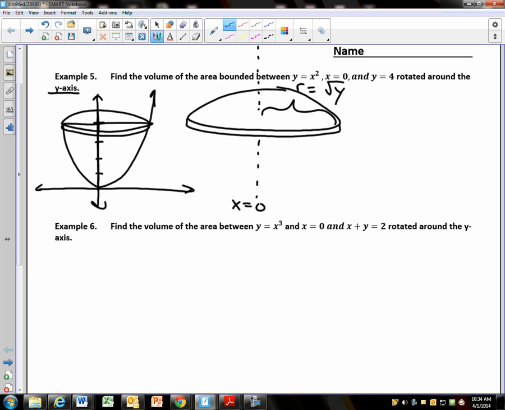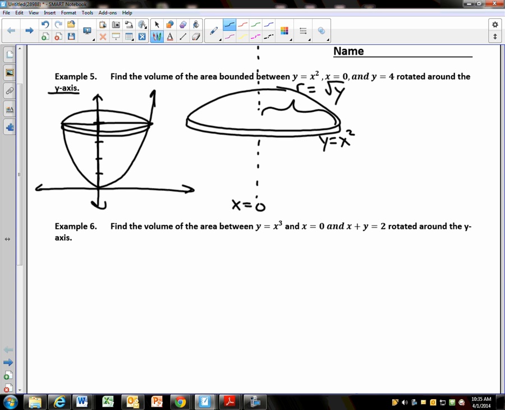Okay, so when we slice, you can see that the same thing applies. You would do the top function minus the bottom function, or the right minus left. In this situation, the outer portion is generated by the function y equals x squared. However, we are not going to be working with respect to x right now, because we're rotating it around the y-axis.